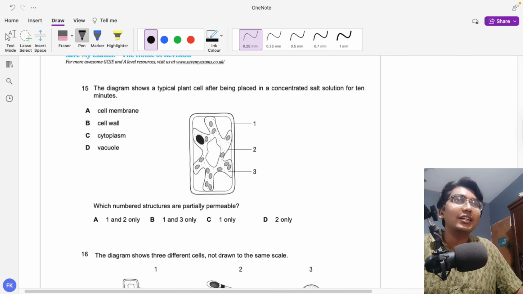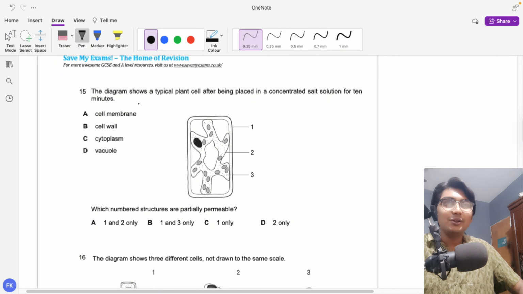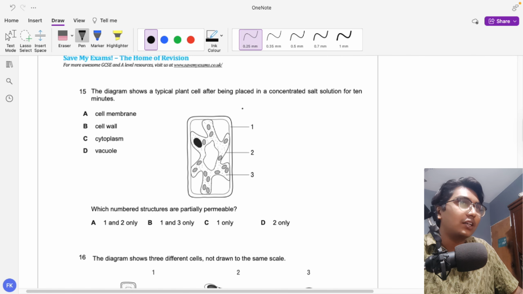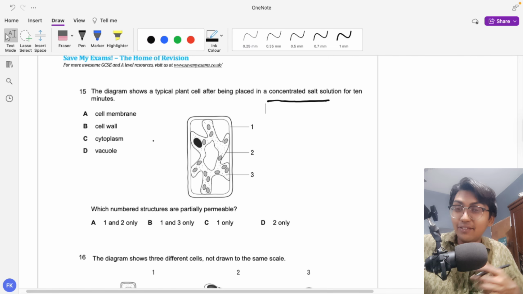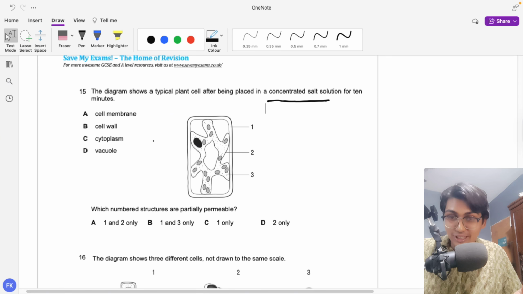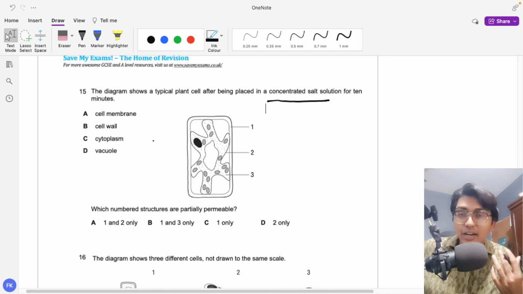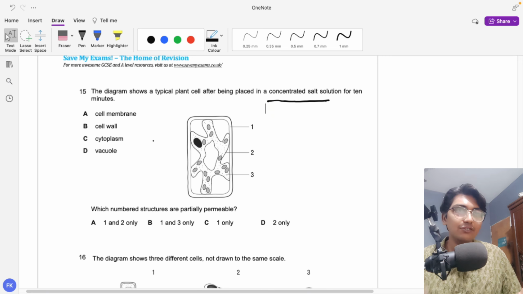Okay. Now let's look at another problem. The diagram shows a typical plant cell after being placed in a concentrated salt solution for 10 minutes. We haven't learned the chapter on osmosis yet, but please do subscribe so that when the video comes, you can watch it and learn from it. It will be very helpful.